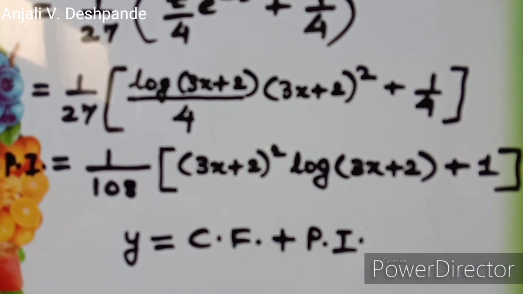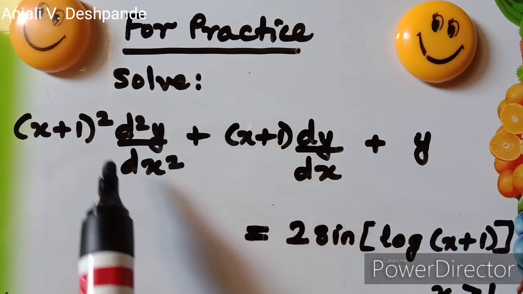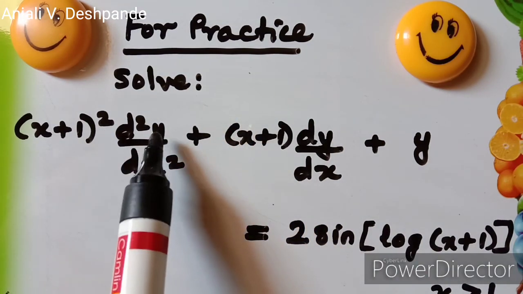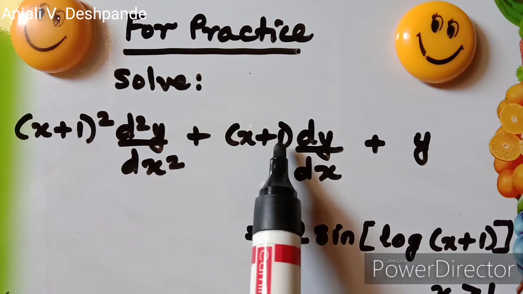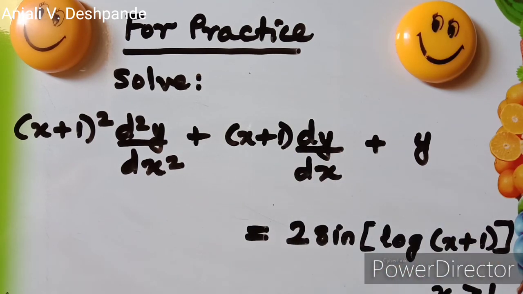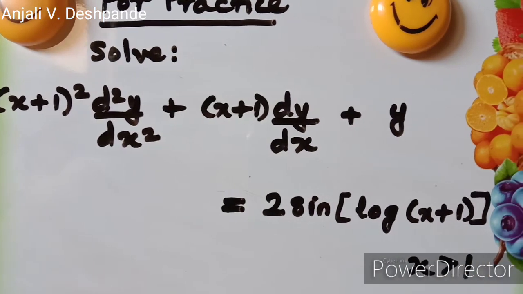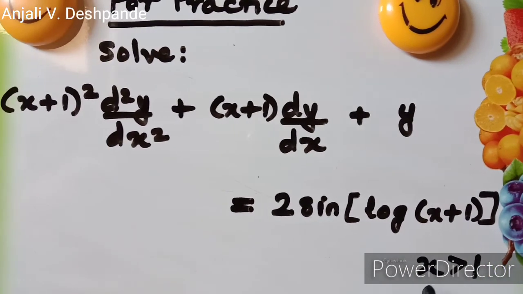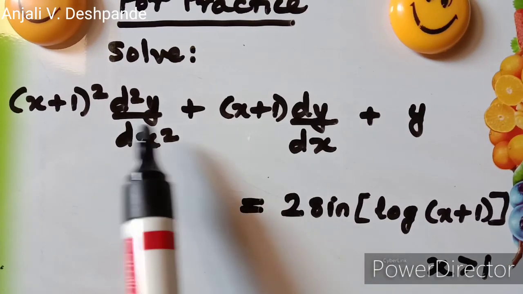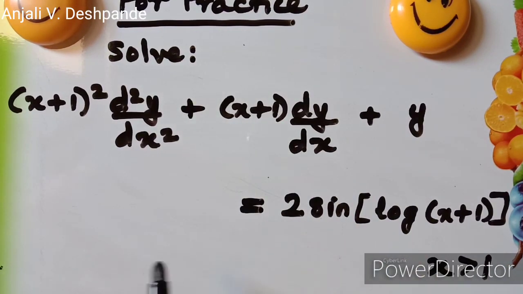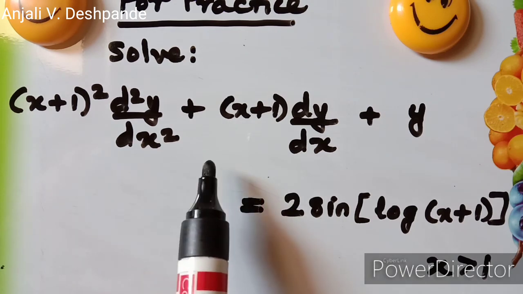So in today's video, we have seen what is the Legendre's linear equation. Then we have seen one example of how to solve the Legendre's linear differential equation. Now for practice, you can solve this example: (x+1)² d²y/dx² + (x+1) dy/dx + y = 2 sin(log(x+1)), where x is greater than 1. So this is the practice for you on the Legendre's linear differential equation.